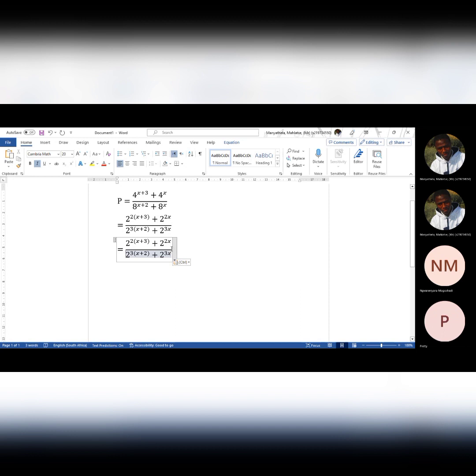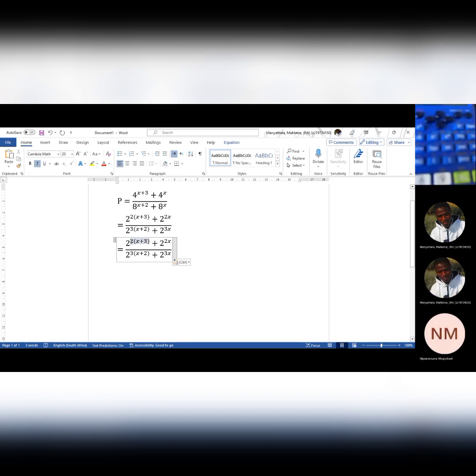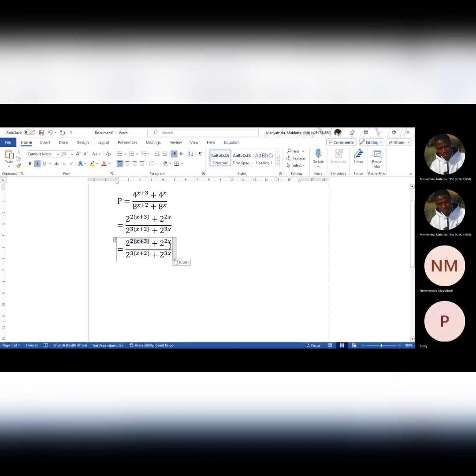Okay, let's continue. I need to remove the brackets. We use the laws of the exponents. When there is more than one exponent, what do we do? Let me write it this way.